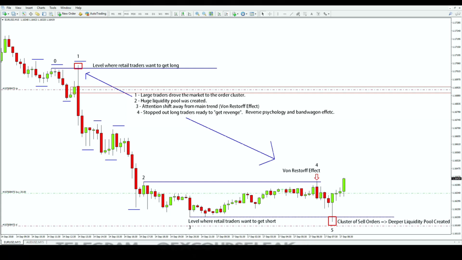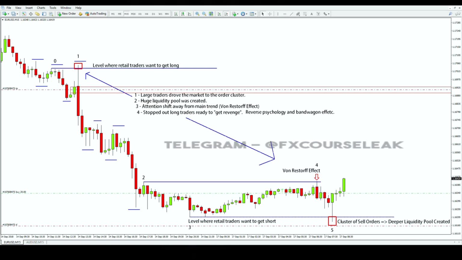In other words, in the area of high number 0, we have a cluster of orders from retail traders that believe that if the market breaks that level, it will continue to go up much further. Large traders are aware that these retail traders think that way, so in this specific case, they drove price up to the order cluster to trigger the long orders. When price hit that level of the order cluster, an immense amount of people bought the market, and that's the window of opportunity that large traders have to sell the market and successfully employ their maneuver.